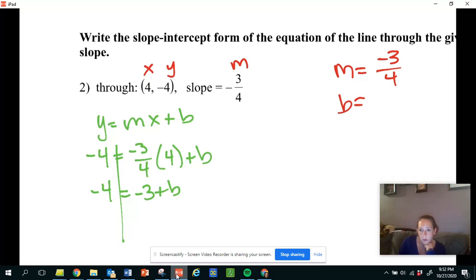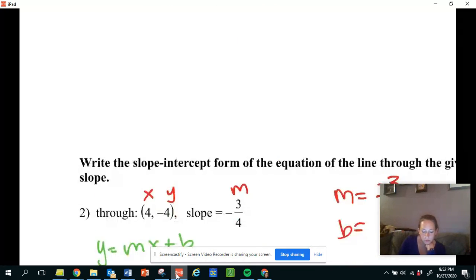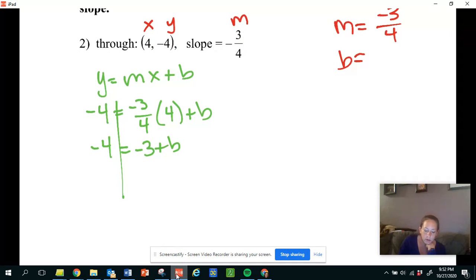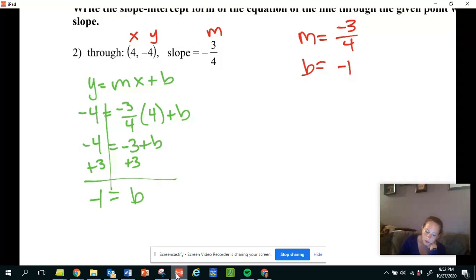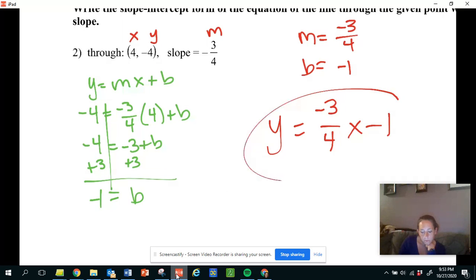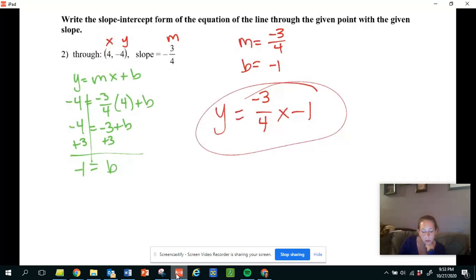And then to figure out what b is, I just solve. So I add 3 to both sides. So I get b equals negative 1. So now I know what b is, so I can write my equation. Ta-da! Amazing. Wonderful. I know. It's so exciting. Math is awesome.